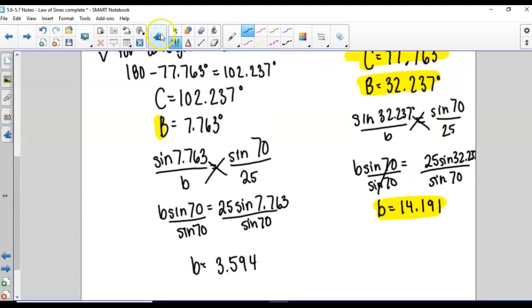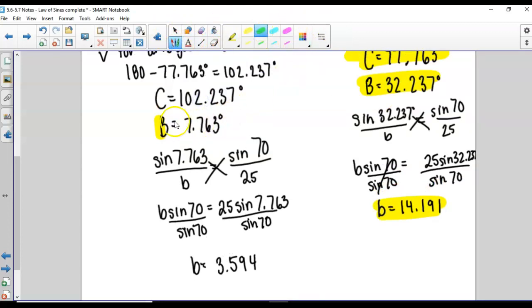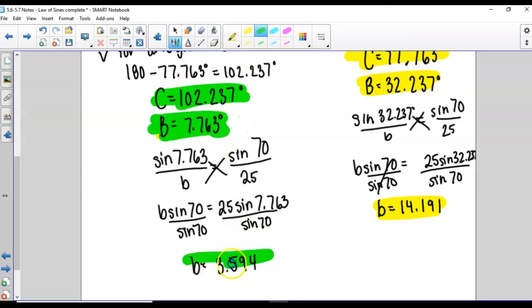And so we've got two sets of answers. We have the first set that's highlighted in yellow there. We also have C could equal 102.237, B could equal 7.763, and little b can equal 3.594.